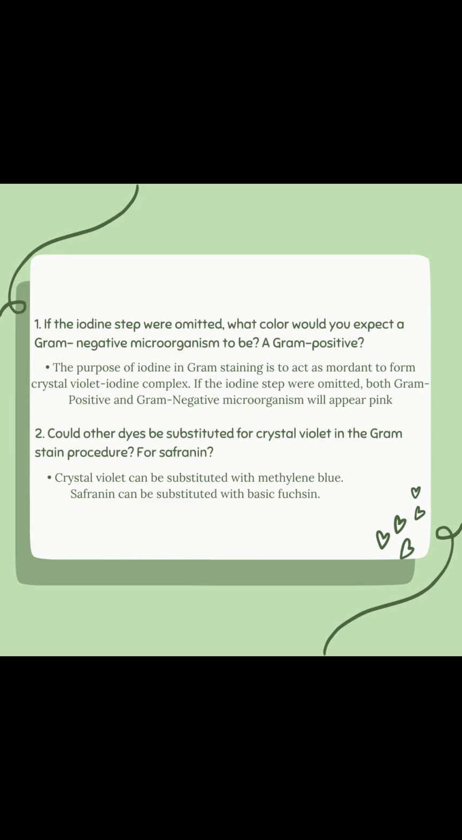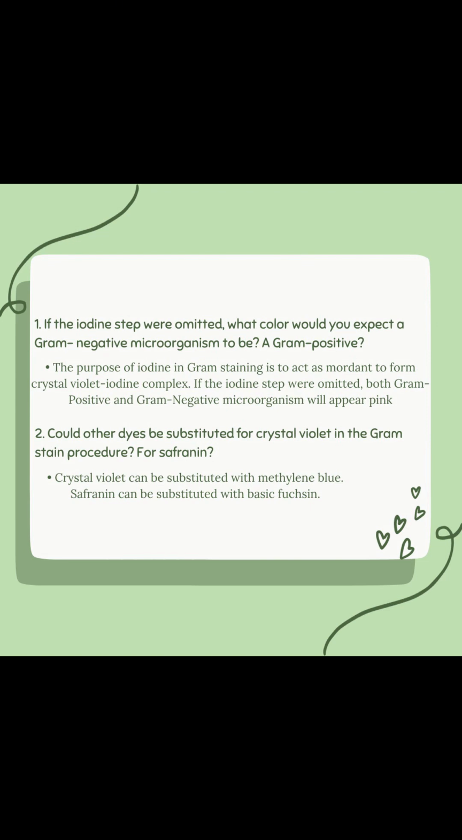Question number 1. If the iodine step were omitted, what color would you expect a gram-negative microorganism to be? A gram-positive? The purpose of iodine in gram staining is to act as mordant to form crystal violet iodine complex. If the iodine step were omitted, both gram-positive and gram-negative microorganisms will appear pink.